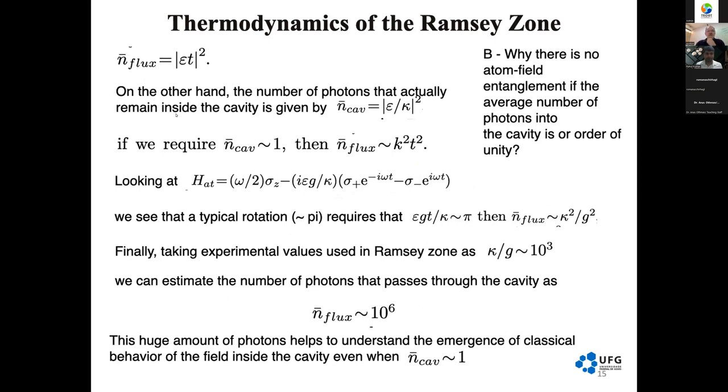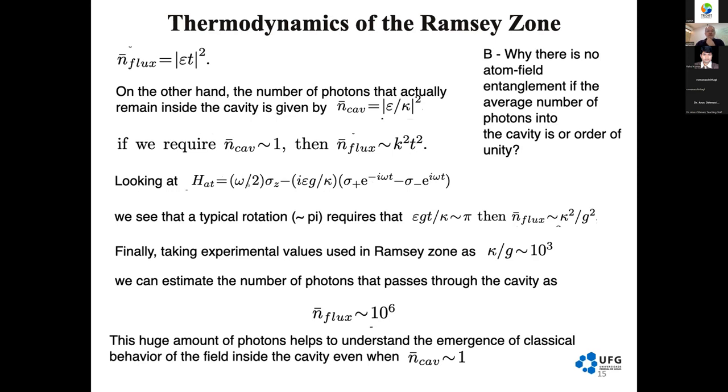On the other hand, there is the number of photons that actually remain inside the cavity. This is the flux of the photons crossing the cavity, but on the other hand, it depends on the pumping and the losses due to this damping rate. And if you require that the cavity has only one photon on average, then we see that the flux crossing the cavity is given by this kappa squared T squared.